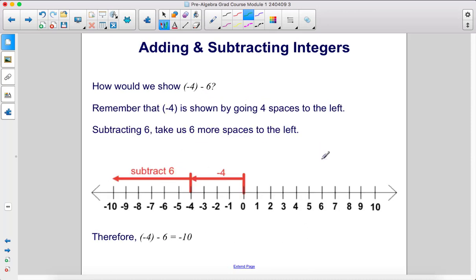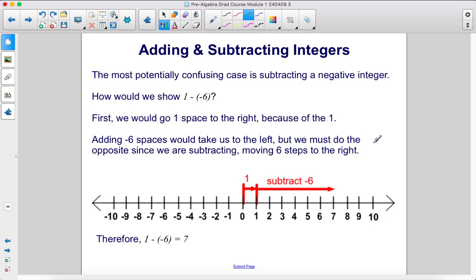How would we show negative 4 minus 6? Remember that negative 4 is shown by starting at 0, moving 4 spaces to the left, then minus 6, we're going to move 6 more units to the left, ending up at negative 10.